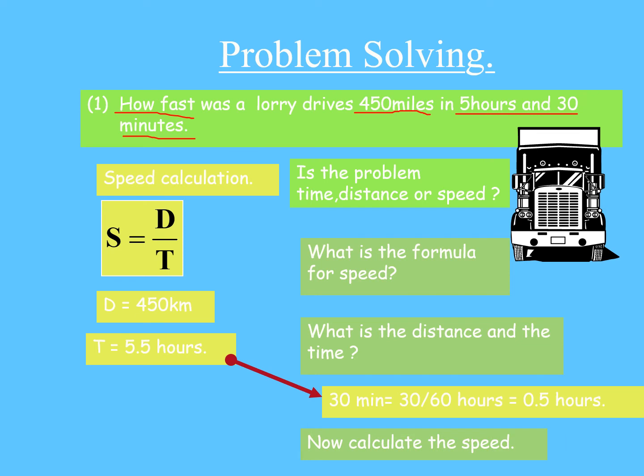If we are going to calculate speed, we have an answer of 81.8 kilometers per hour, because the unit of our distance is kilometer and the unit of our time is hours. So the unit of our speed is kilometers per hour. Now, do not forget to write the unit of your final answer, because without the unit of your final answer means your answer is wrong.